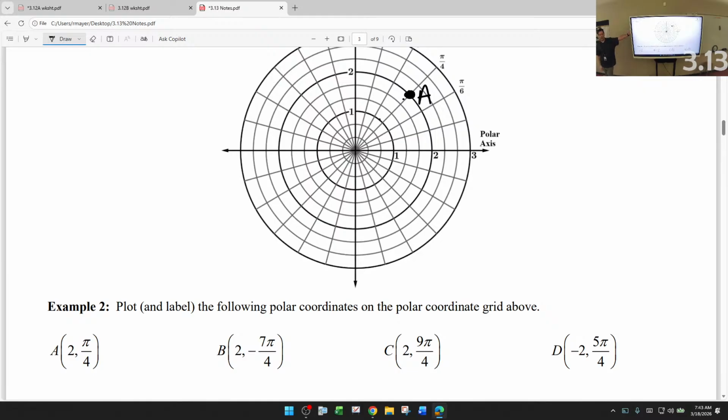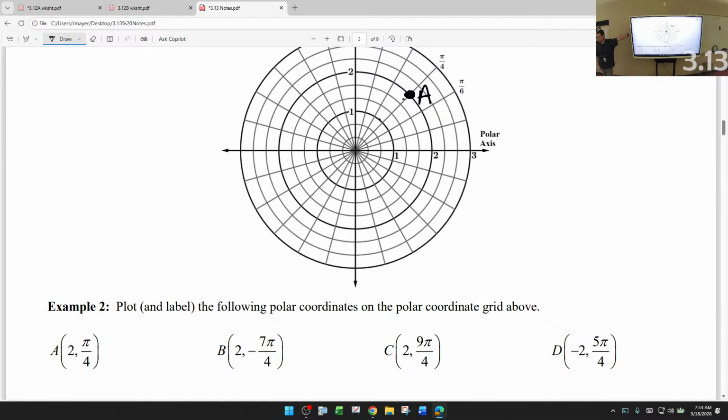Negative 7 pi over 4. Natalie, what quadrant did I end up in? Quadrant 1. Same angle? Y'all good? We can name these infinite ways. Infinite ways. Same point, yes? Interesting.